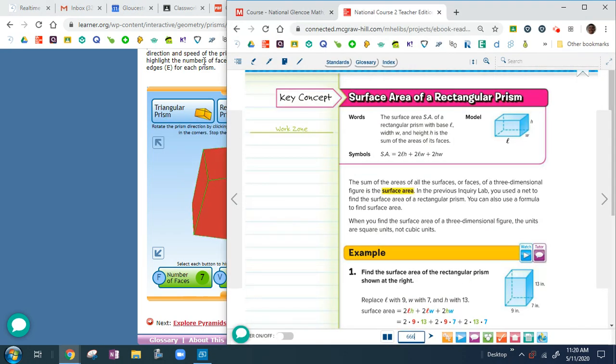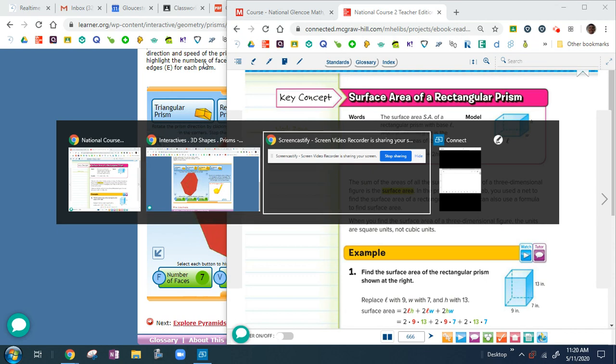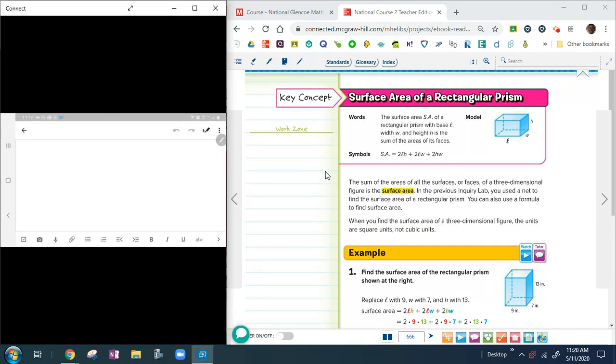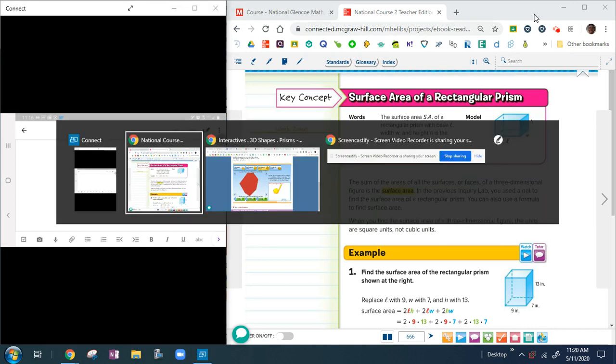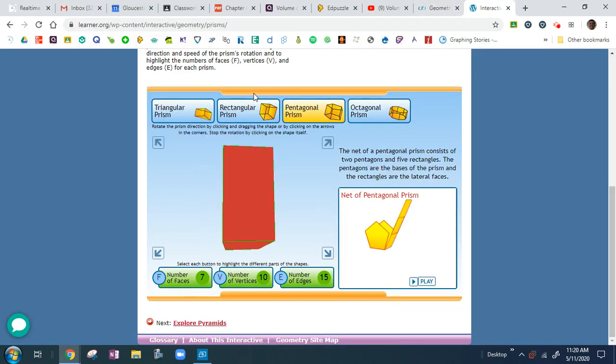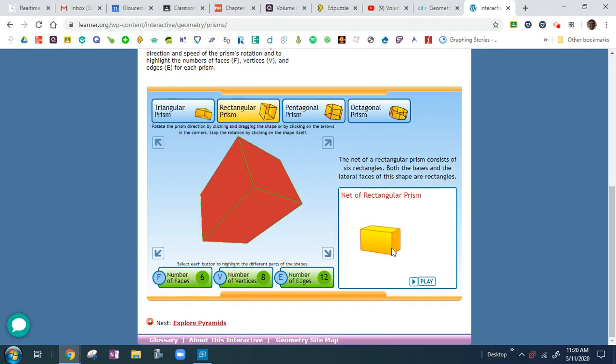Okay, you should have a textbook out. You should be writing in things to help you make sense of all this. All right, now I wanted to talk about how this formula came about for a rectangular prism. Why do you think there's a 2 here, a 2 here, and a 2 here? Might be easier to see if we go back to that website and go back to the rectangular prism. All right.